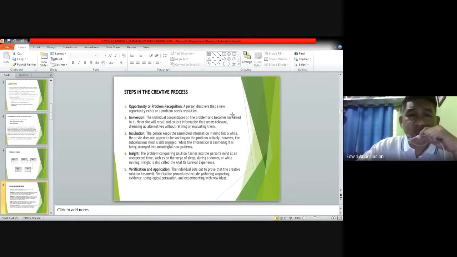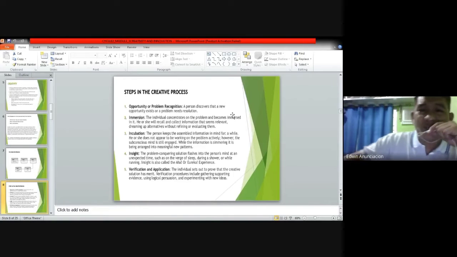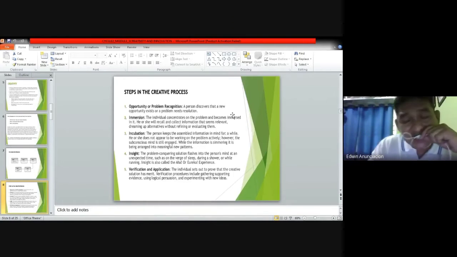The person keeps the assembled information in mind for a while. He or she does not appear to be working on the problem actively. However, the subconscious mind is still engaged. While information is simmering, it is being arranged into meaningful new patterns. Siyempre, hindi naman yan kagad-agad na porke nakita mo yan, nakapag-gather ka ng data, may solusyon ka na.